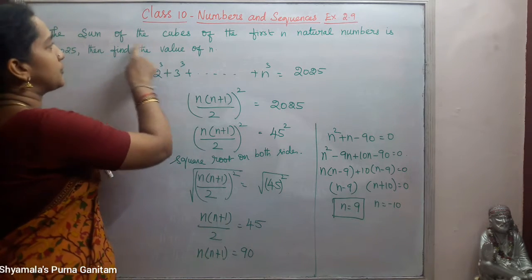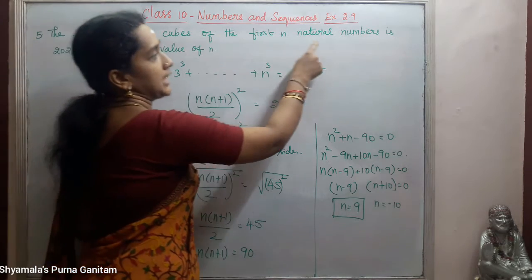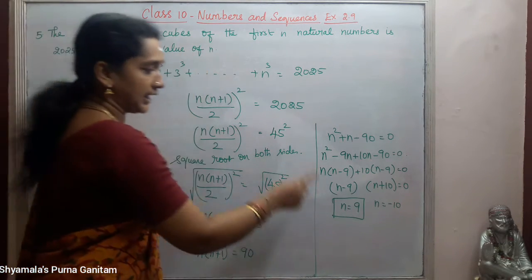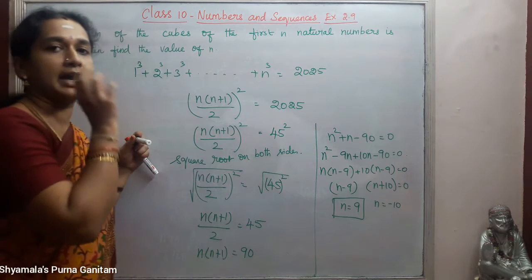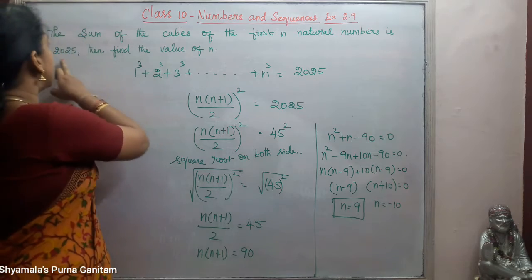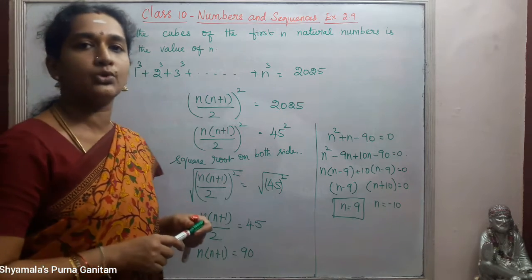So, the sum of the cubes of the first n natural numbers is 2025. Then the value of n is 9. So, if we add 9 natural numbers and find the cube of that sum, we will get the value as 2025.